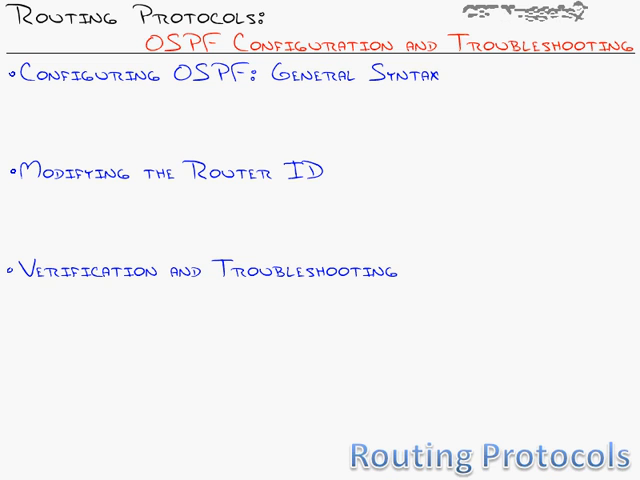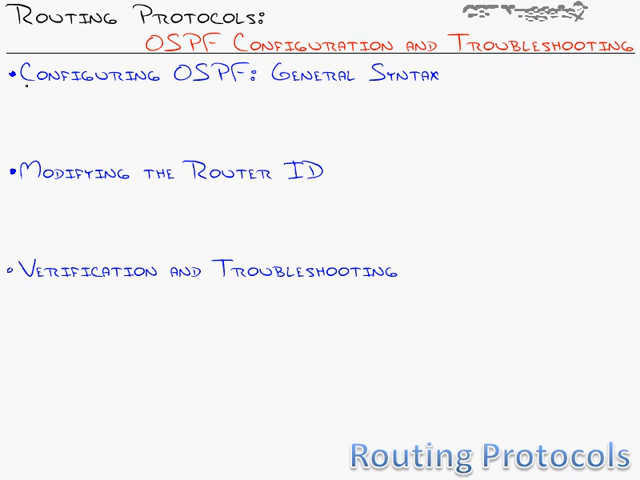To wrap up, I want to hit the high points. We looked at the general syntax to configure OSPF. The major difference is that wildcard mask with the network command. We then saw modifying the router ID, which is the highest physical interface by default, the highest loopback interface if you have one of those on your router, and can also be modified by typing router-id from router config mode and whatever you want your router ID to be.